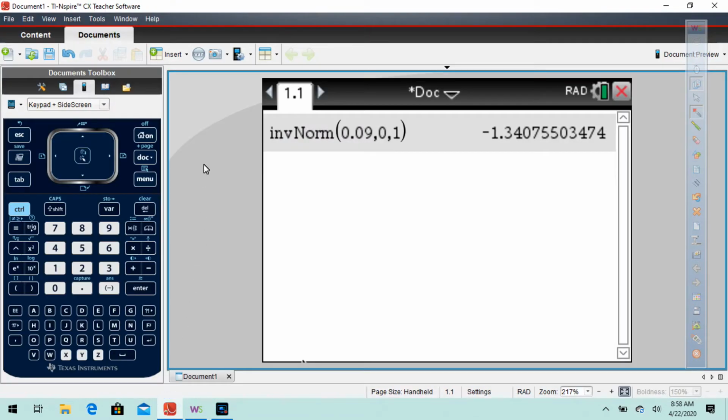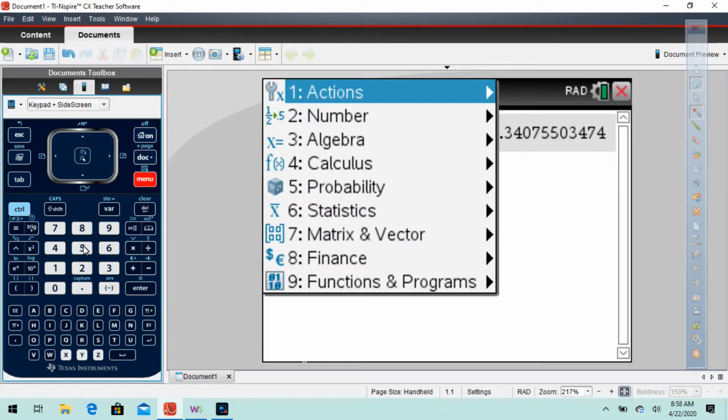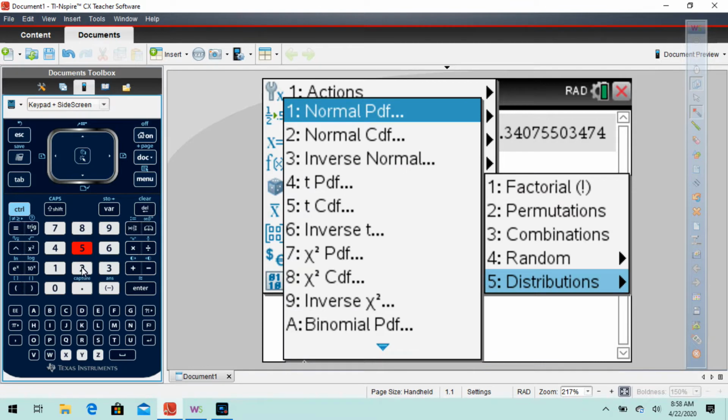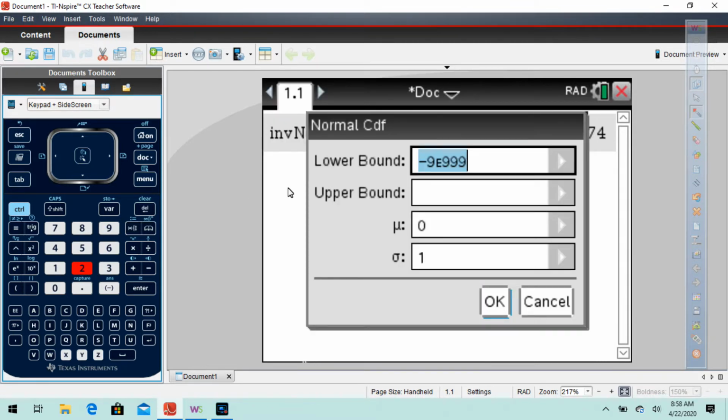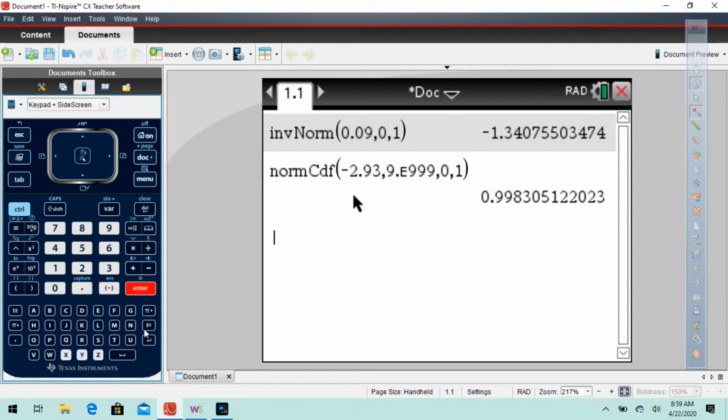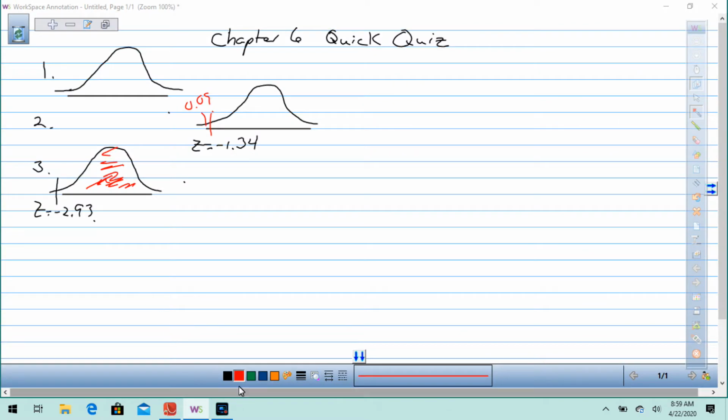So I'm going to go to my calculator. I'll say menu, 5, 5, 2, and I'm going to put my lower bound as negative 2.93. My upper bound is positive infinity. And that gives me 0.9983. So this area here is 0.9983.